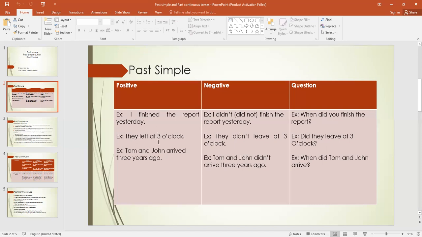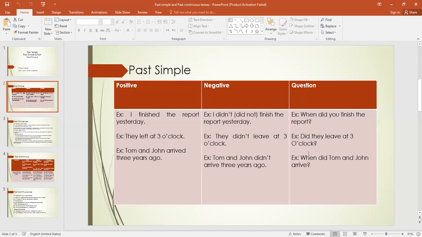Also, they left at 3 o'clock. They didn't leave. Look, we change the verb into the base form. They didn't leave at 3 o'clock. Did they leave at 3 o'clock? Also, Tom and John arrived 3 years ago. Tom and John didn't arrive 3 years ago. When did Tom and John arrive? So this is the main form or the main rule for past simple.